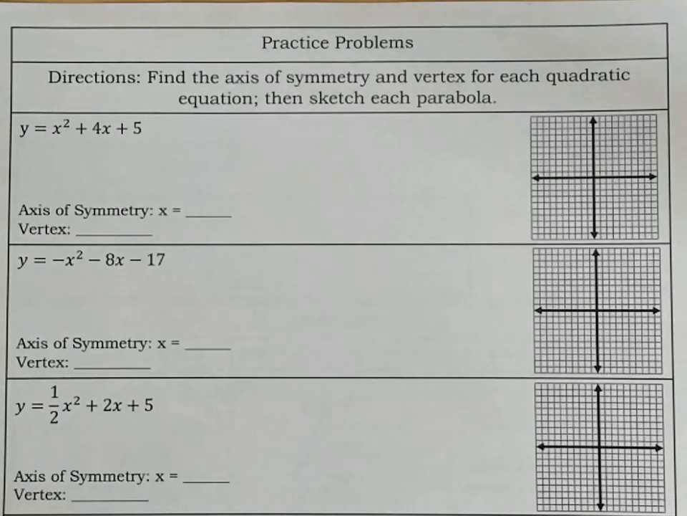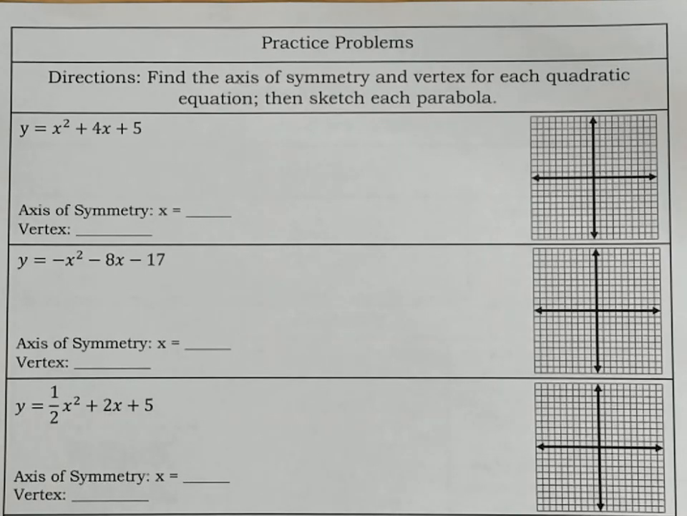So I have a few practice problems, still using that same information that we just learned about, finding the axis of symmetry and the vertex, and then sketching that parabola. We're not graphing it yet, so it's not going to be a perfect parabola on our graph, but it is going to be kind of just a general idea of what it's going to look like.